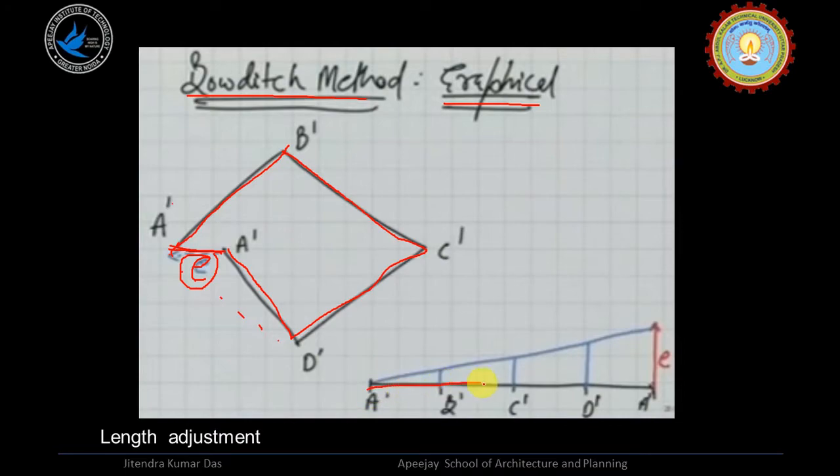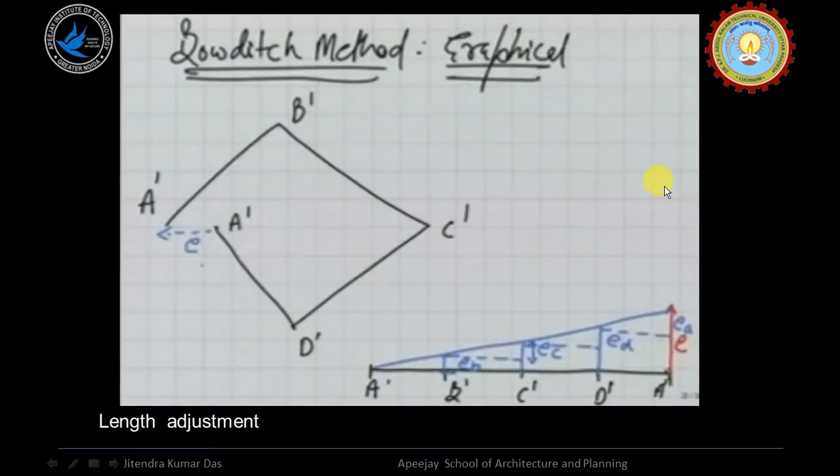We will represent the lines A dash B dash, B dash C dash, C dash D dash and D dash A dash on a scale, and at the end of this scale we will put E, and we will attach this line. At B we will create a vertical line, at C we will create a vertical line, and at D we will create a vertical line. So these vertical lines are actually the adjustments. Let us see how this works.